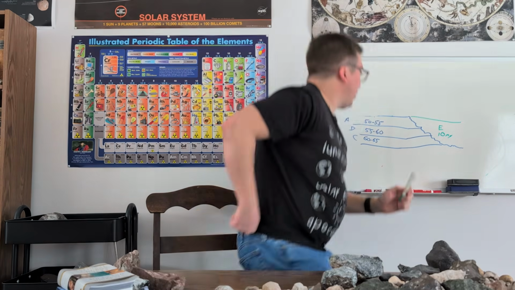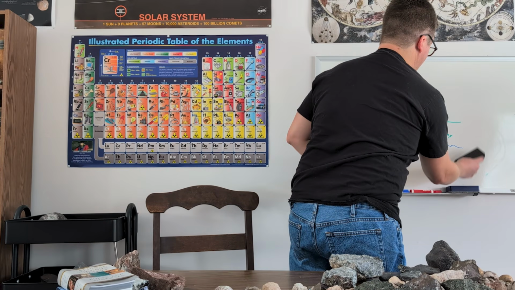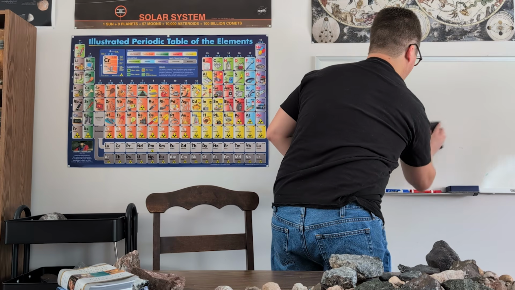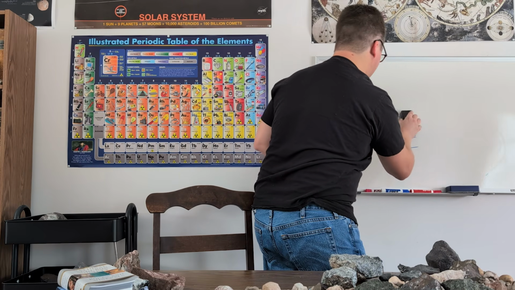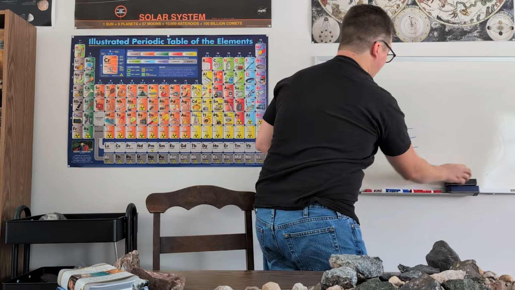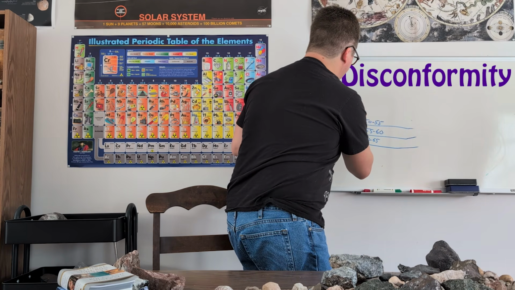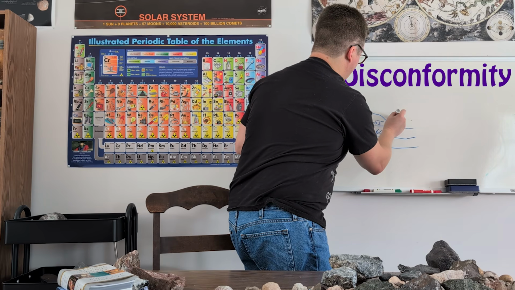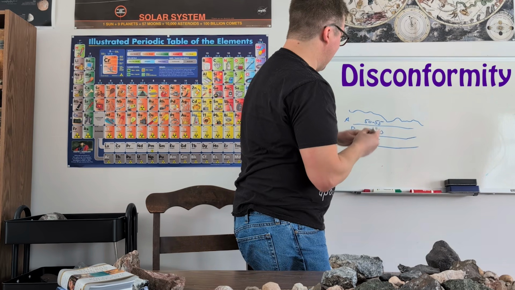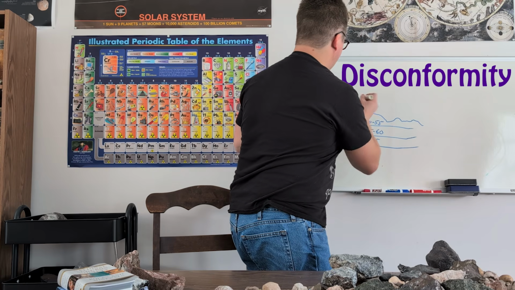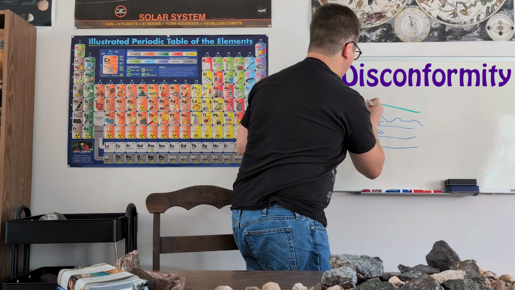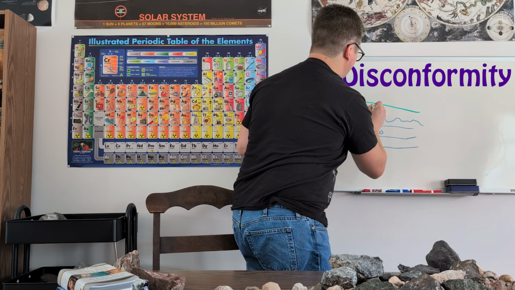A disconformity could also... ignore that bit. We're moving on to disconformities now. Honestly, even to a geologist, this can feel a little pedantic, like we're describing different flavors of vanilla ice cream. Anyway, as I was saying, disconformities look like this. Instead of the top of this 50 to 55 million year old rock unit being flat, it might look like that. And then our E rock unit is on top of that, and it's 10 million years old.